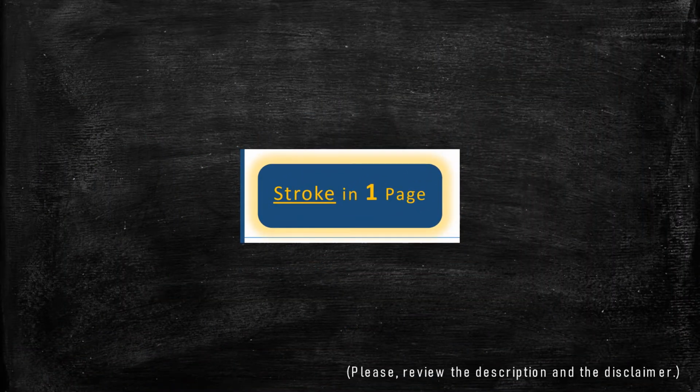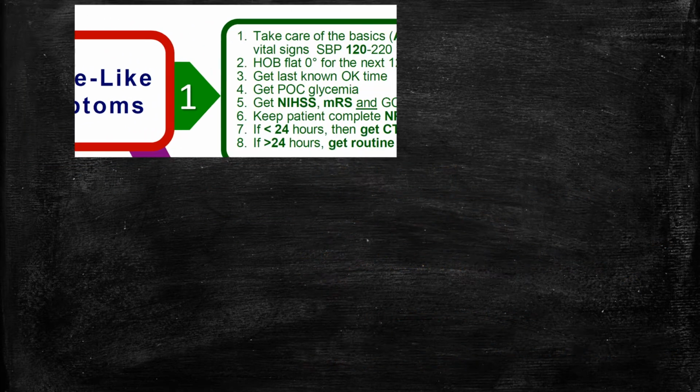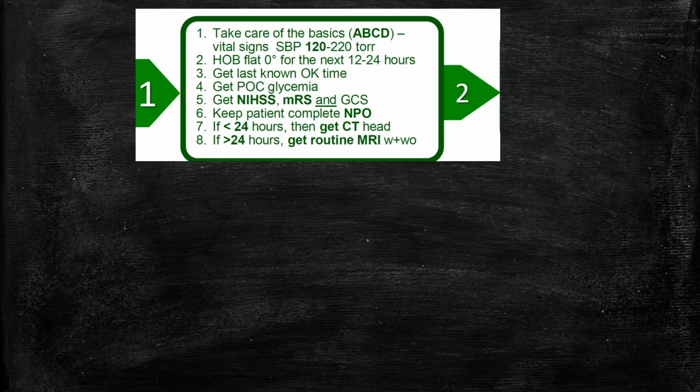Once we identify that the patient is having stroke-like symptoms, there are several key questions we need to address right away. Which ones are the symptoms? We can triage beginning with the BE-FAST scale. Next is to figure out when the patient was last known to be at baseline. The question is not when were the symptoms first noted. Then measure the intensity of deficit. The most common tool is the NIH Stroke Scale. This makes or supports the decisions that we will be making.